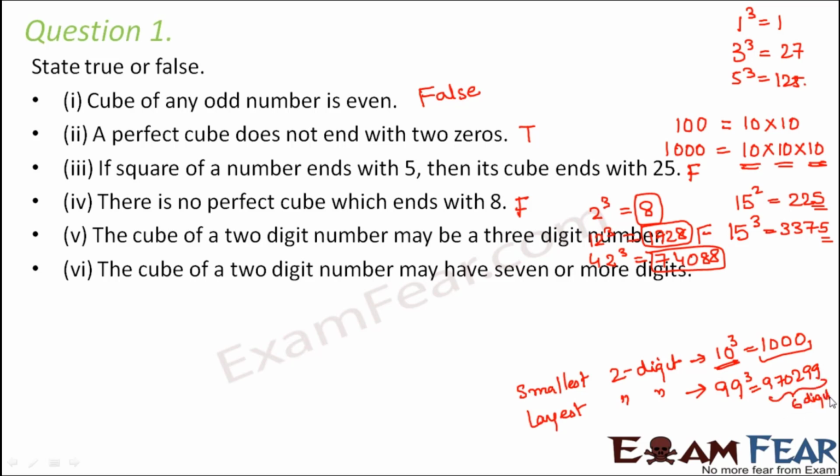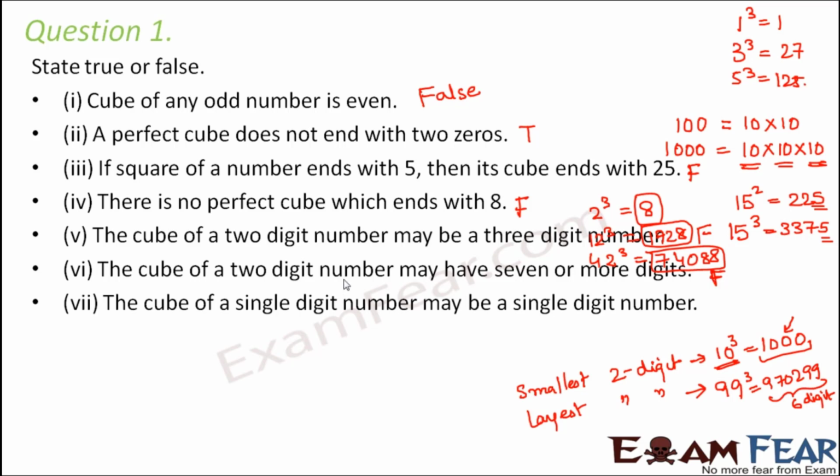So that means the cube of a 2-digit number starts with a 4-digit number up to a 6-digit number. The cube of a 2-digit number can be a 4-digit number, a 5-digit number, a 6-digit number, but not more than that. So therefore this statement is also false.